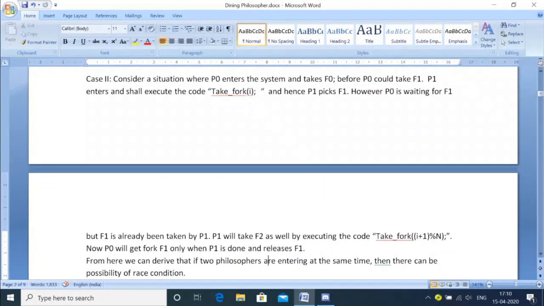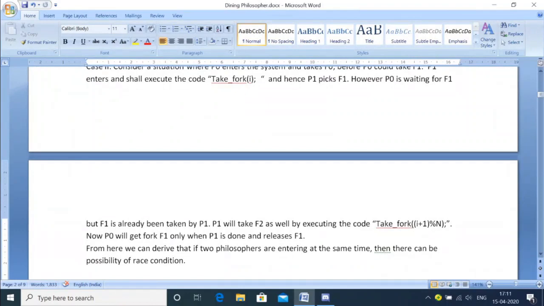So hence P1 will pick F1. Now what will happen? P0 is waiting for F1 because he can eat the bowl of rice only with two forks. So P0 will have to wait now because he has no choice. Why? Because the fork F1 has been taken by P1. Okay, so F1 is already taken by P1. Then what will happen? P1 will take F2 as well by executing the code. Now P0 will get fork F1 only when P1 is done and releases F1.